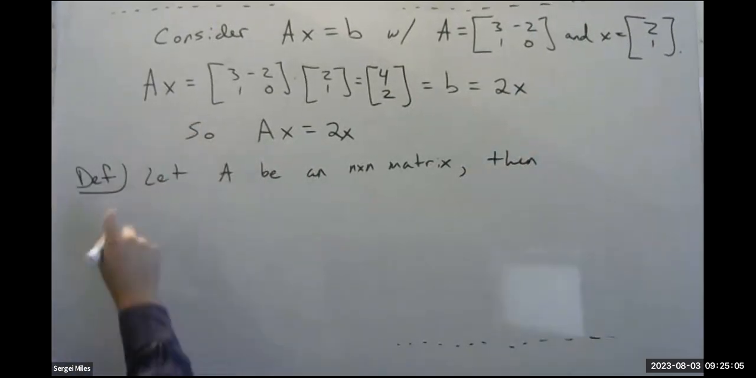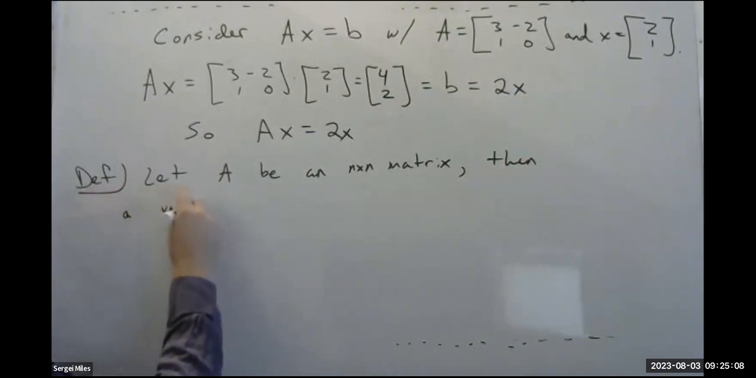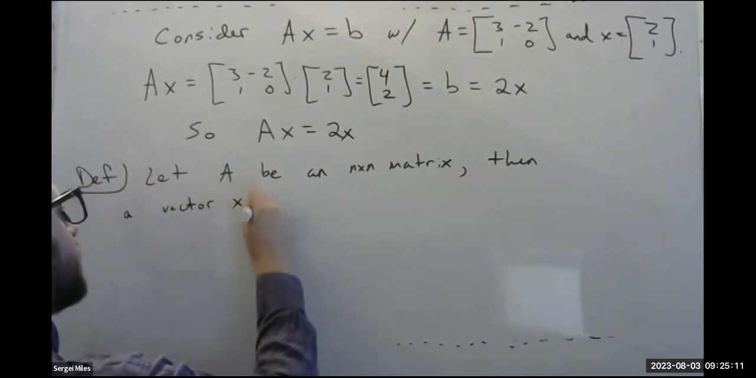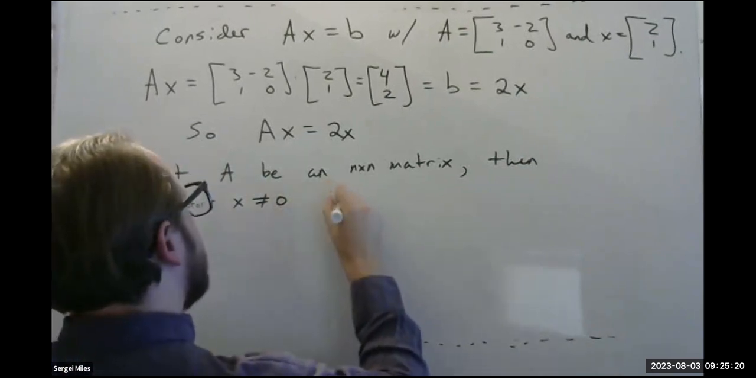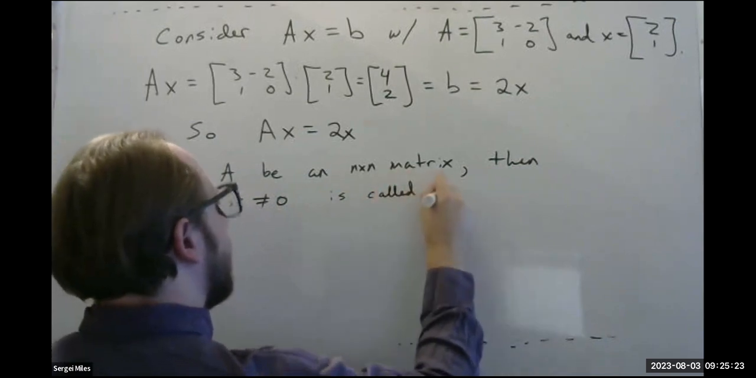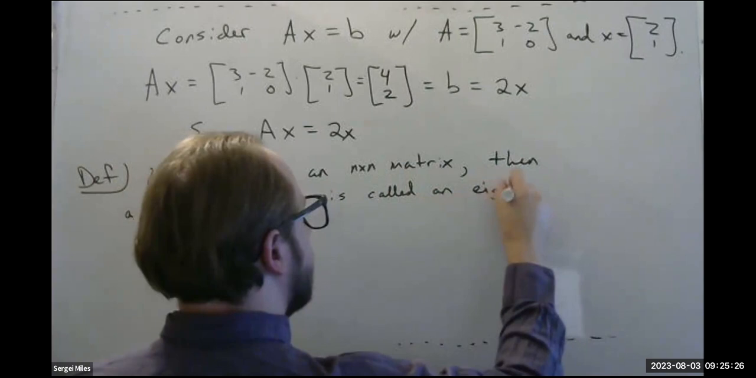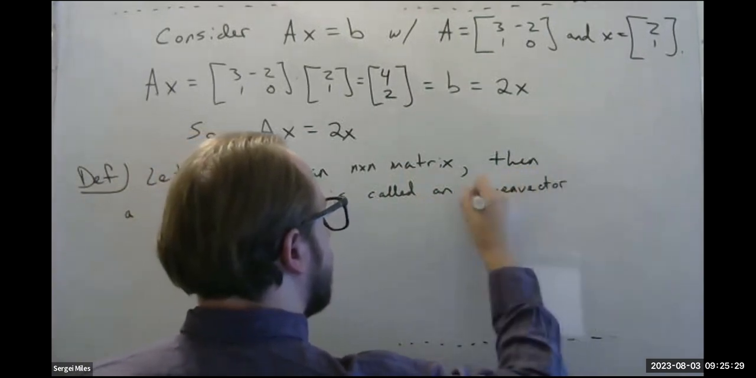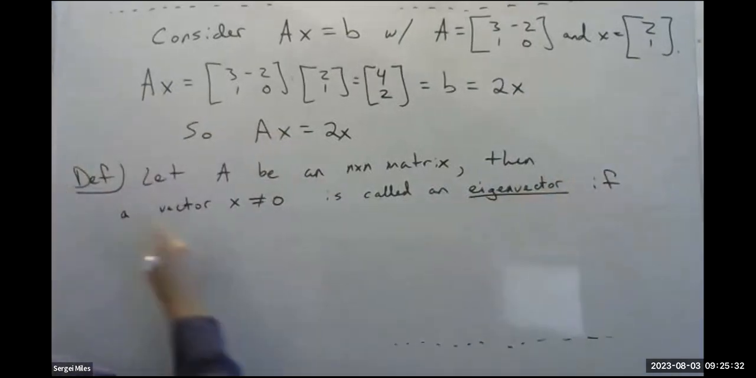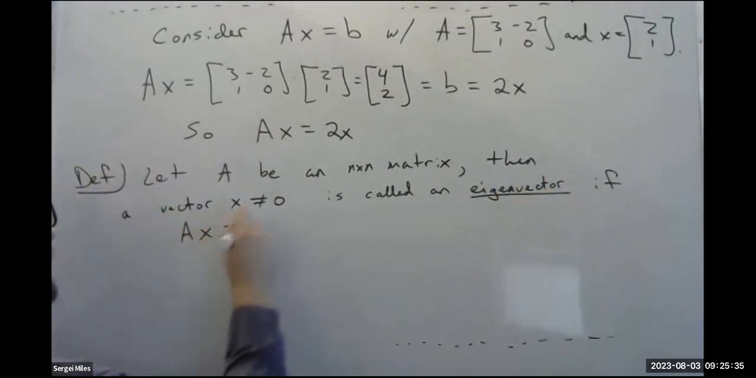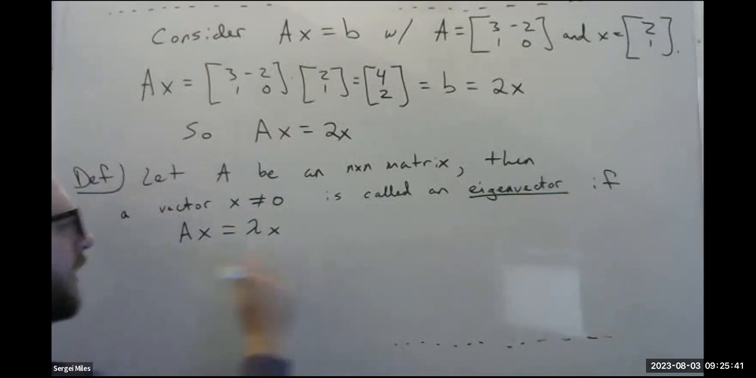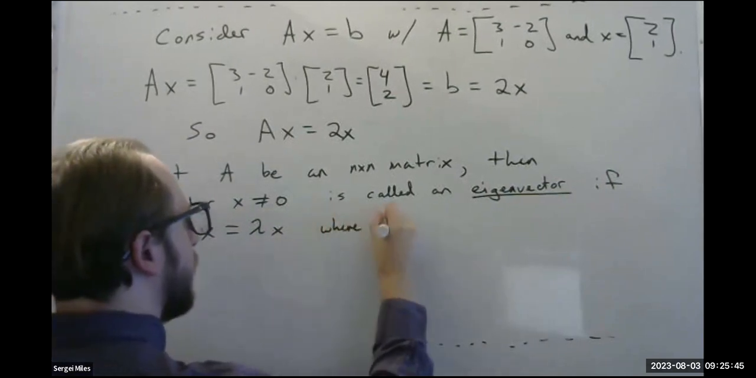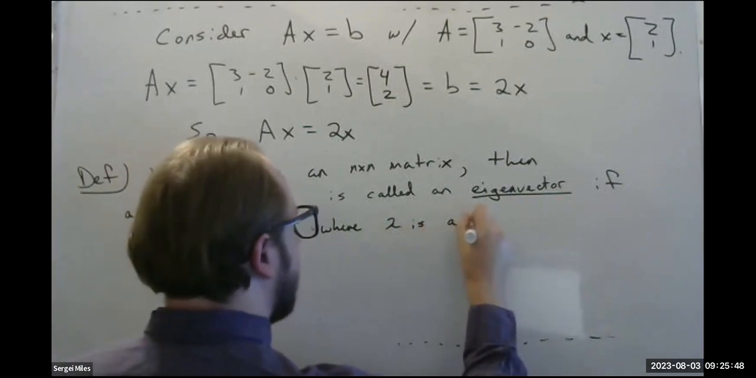Then a vector x, which is not equal to 0. We can't have an eigenvector which is 0. X has to be not 0. X not equal to 0 is called an eigenvector if A times X is really just some multiple of X. We're going to use the Greek letter lambda, lambda times X, where lambda is a constant.